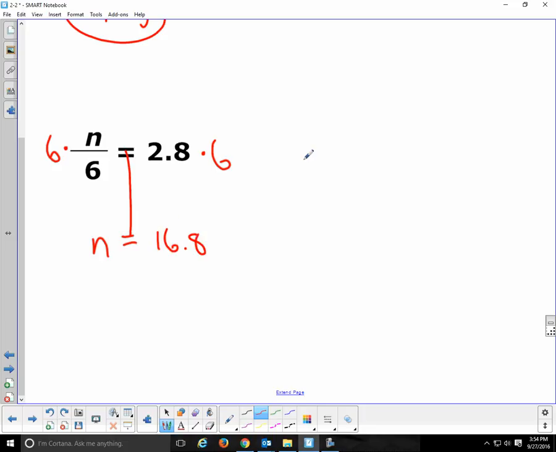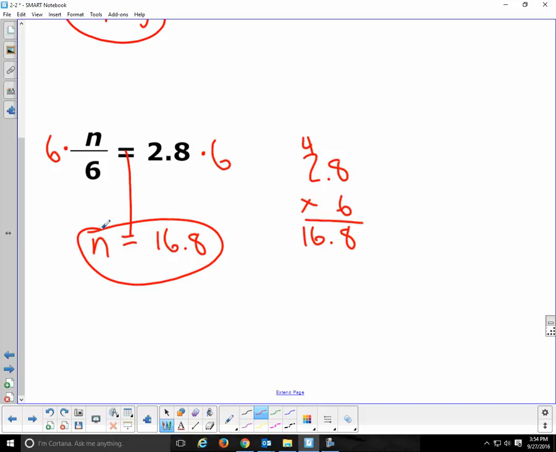But let's double check that. So 2.8 times 6. 6 times 8 is 48. 6 times 2 is 12. 13, 14, 15, 16. 16.8. Good, I got it. And there's my answer. n equals 16.8.